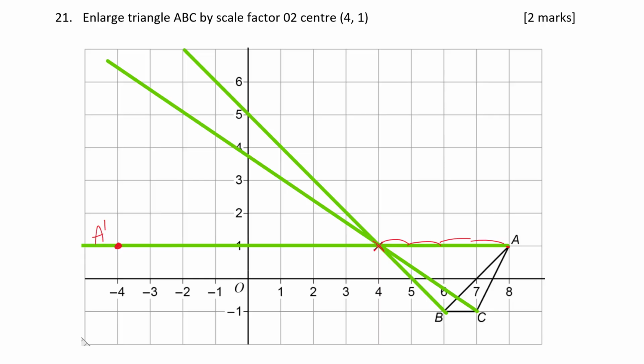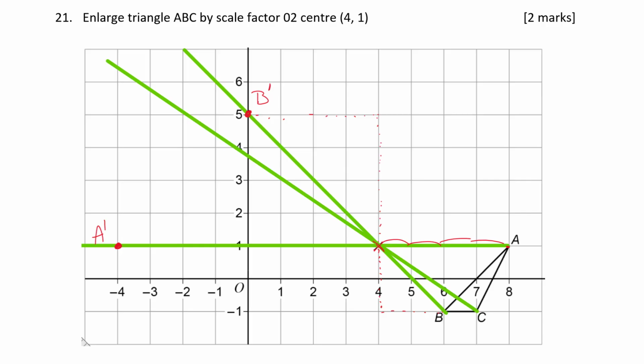So we're going to do the same thing with B and C. Now if you look at B, B is 1 unit below and 2 units to the right of the centre of enlargement. So I'm going to multiply that by a scale factor of -2. So rather than being 1 below, it's going to be 2 above, and rather than being 2 units to the right, it's going to be 4 units to the left. And you should find it lands on one of your ray lines. So that point there is my point B dash.